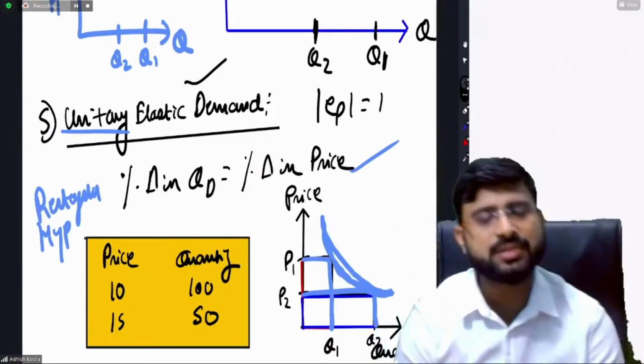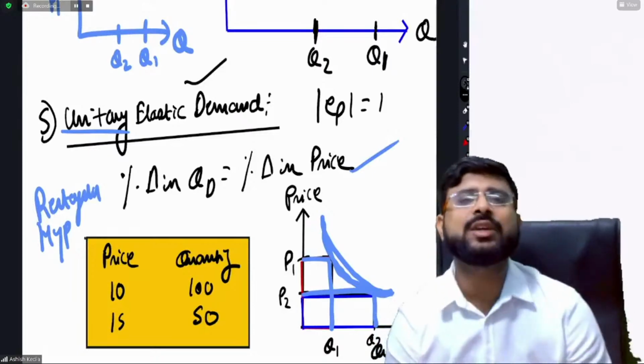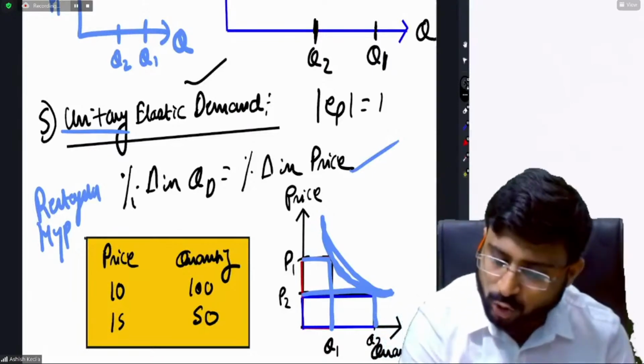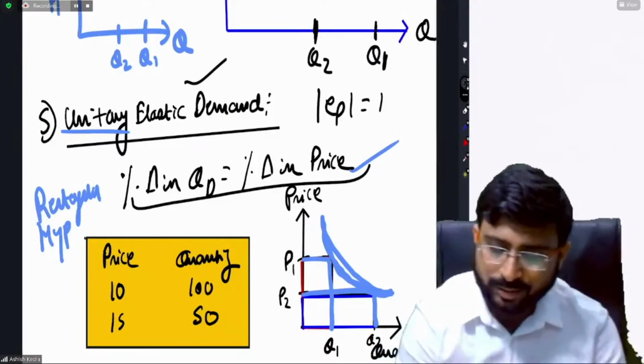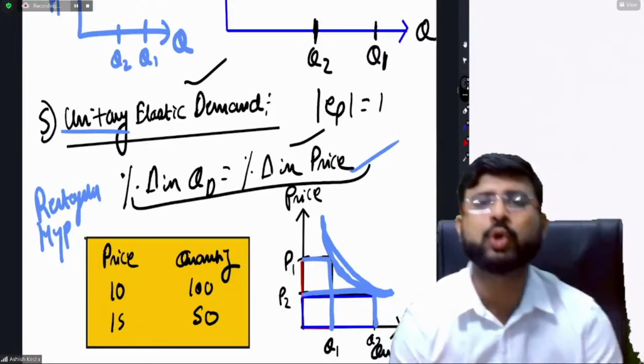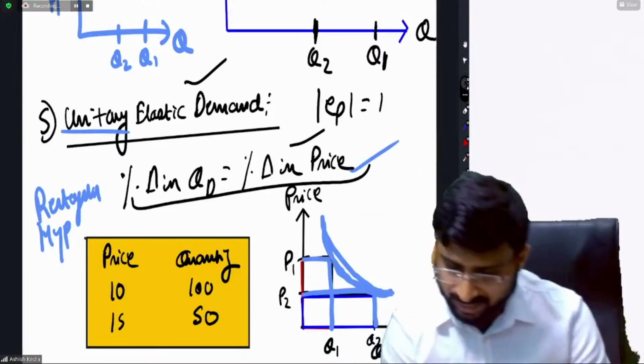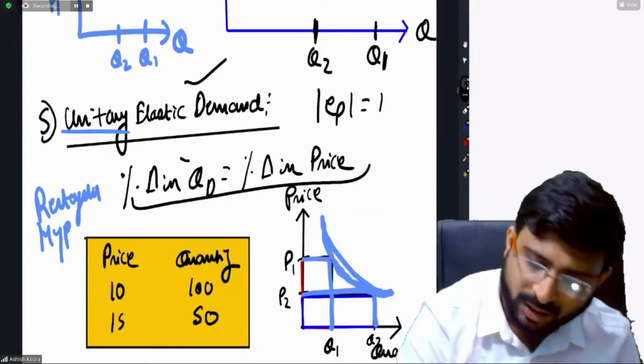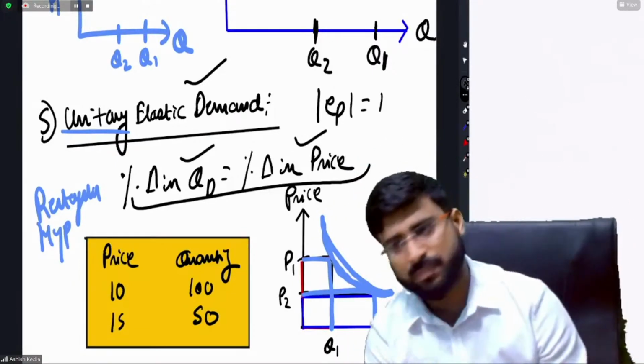Next is unitary elastic demand. Sir, what is unitary elastic demand? Here the elasticity is equal to one. That is, percentage change in quantity demanded is exactly equal to percentage change in price.